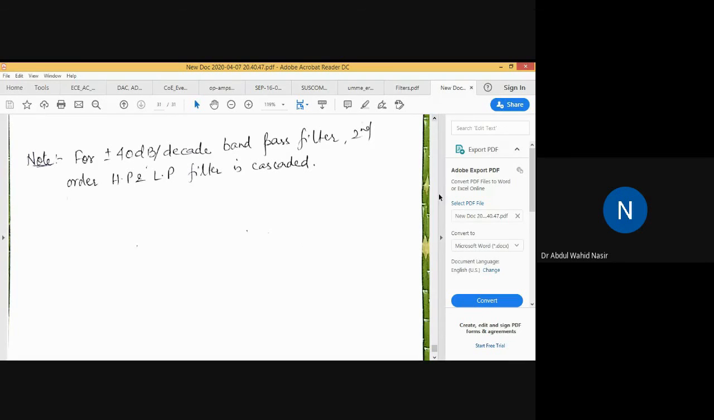So any doubt in the band pass filter? Anyone? Any doubt? You can ask me now.